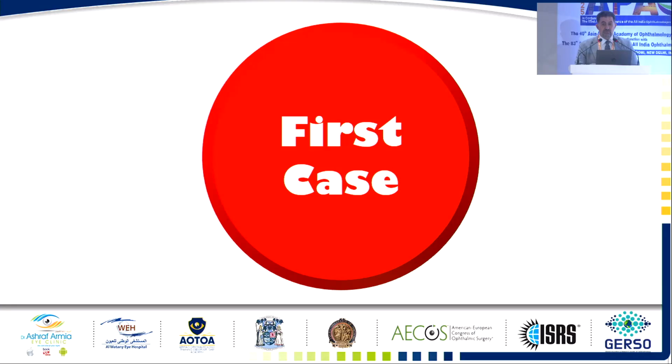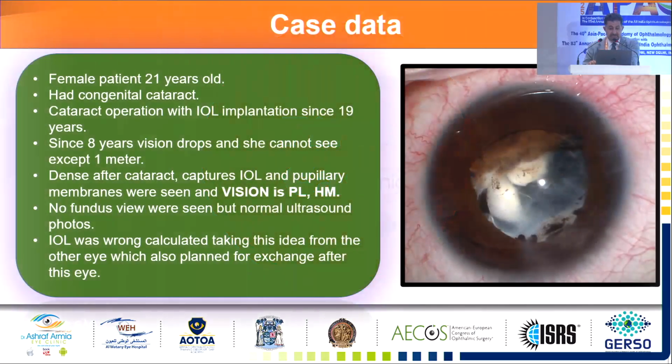So let's go for the first case. I am going to present two very nice cases. The first case was a female patient, 21 years old, who had a congenital cataract. Cataract surgery was done with an IOL implantation 19 years ago, and for 8 years the vision has dropped and she cannot see except at 1 meter. She had an after-cataract, a captured IOL, and pupillary membranes, and the vision reached just PL with hand motion. No fundus view was seen, but the ultrasound was normal, and the IOL power was wrongly calculated.